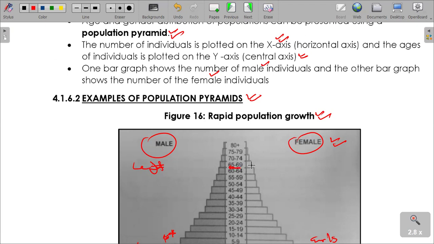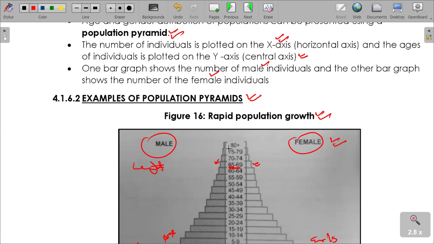In terms of the female, how many are they? Age 65 to 69. How many females are there, and also how many males are there in this regard? And then I indicated that the number of individuals is plotted on the horizontal axis, and the ages of the individuals are plotted on what? On the y-axis.